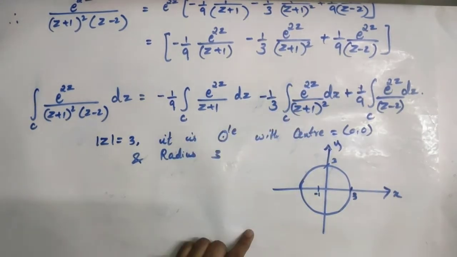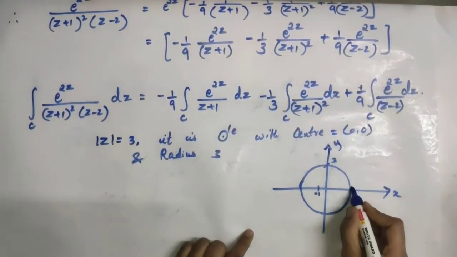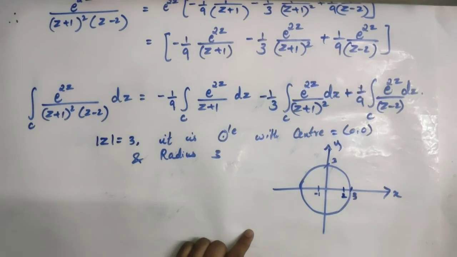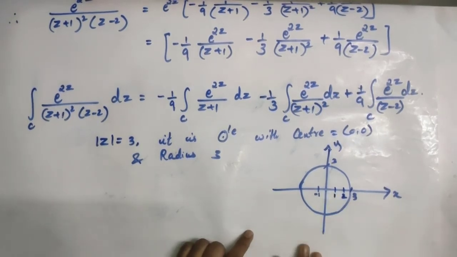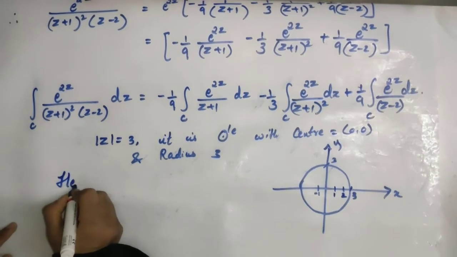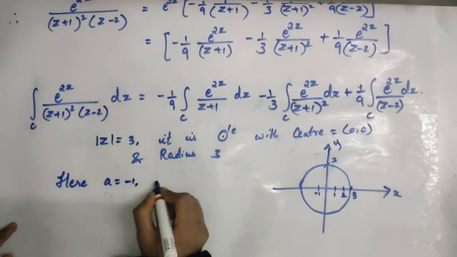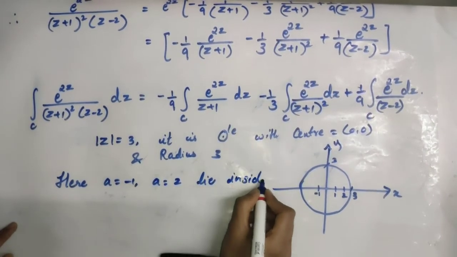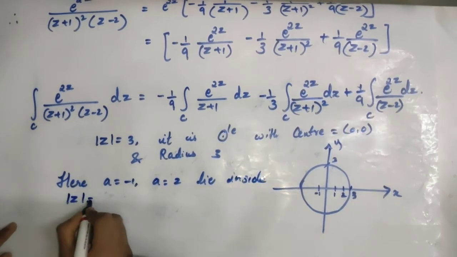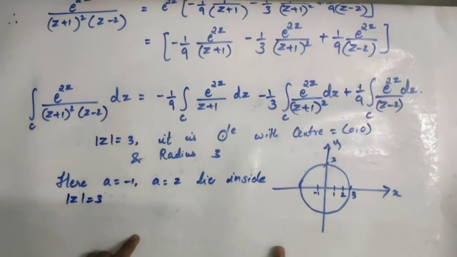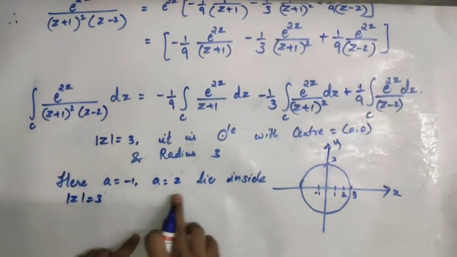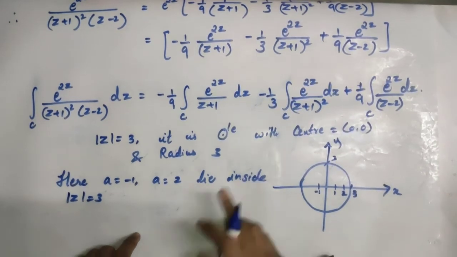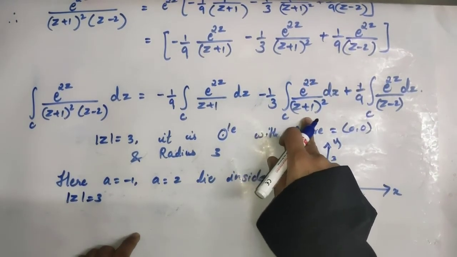So this point belongs inside the circle, so these two integrals we have to evaluate. What about z = 2? The point is here, so z = 2 lies somewhere here. This is 2, and if this is 1, both the points, a = -1 and a = 2, lie inside |z| = 3. Since both the points lie inside the curve C, we have to evaluate these using Cauchy's integral formula, and in this case you have to apply Cauchy's generalized integral formula.